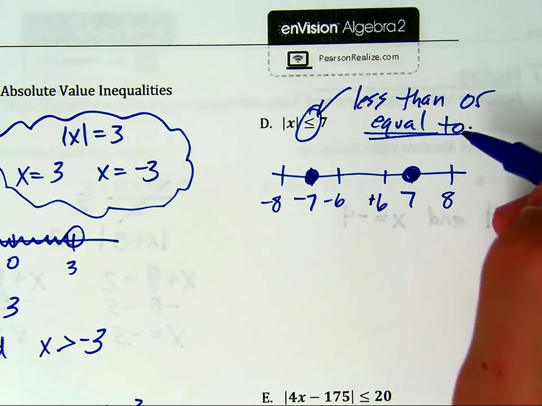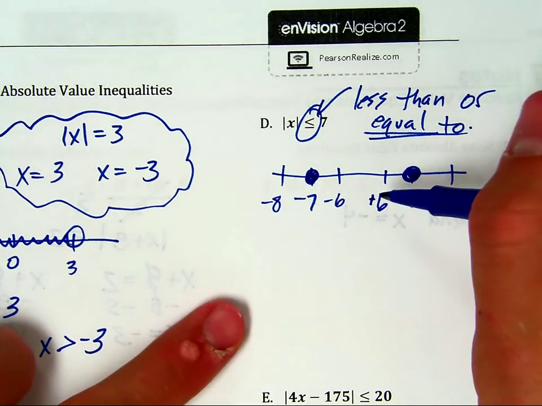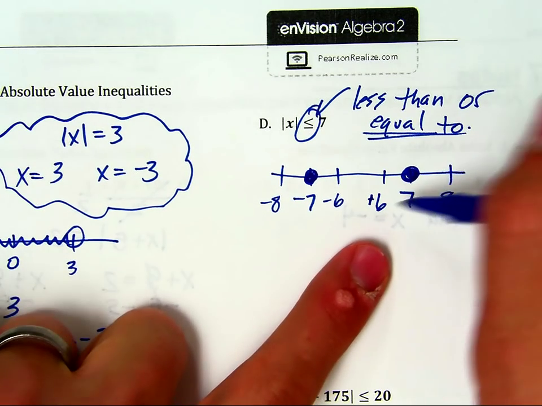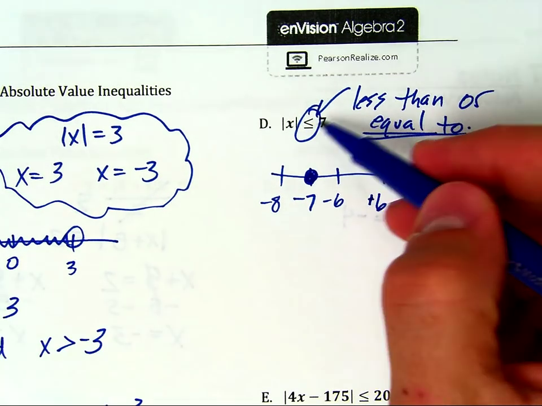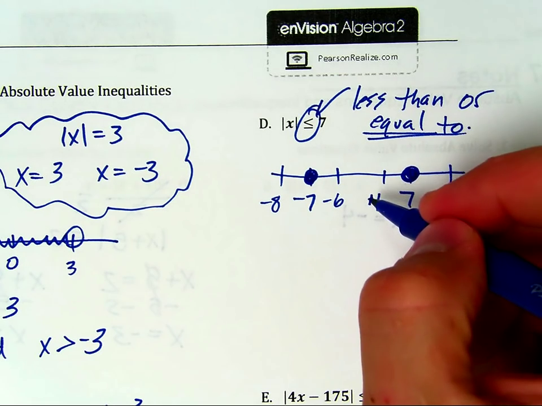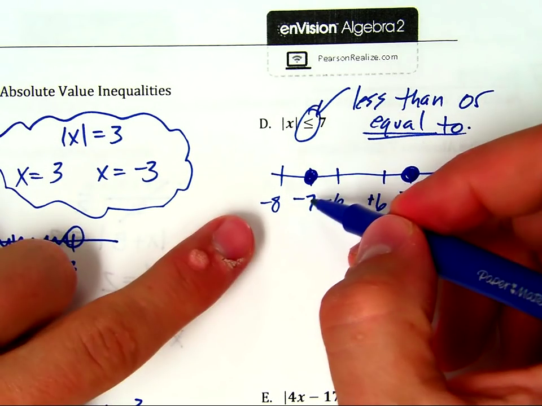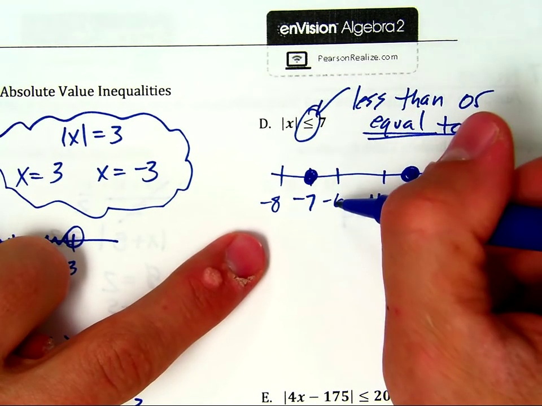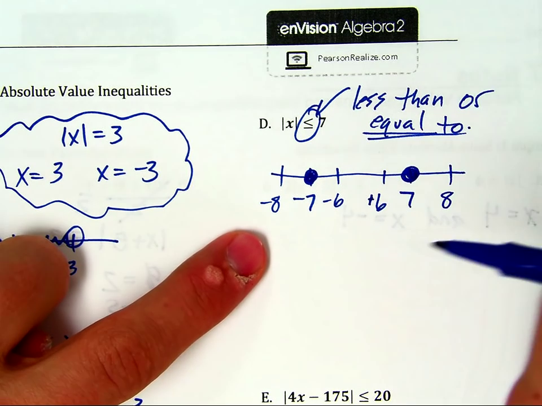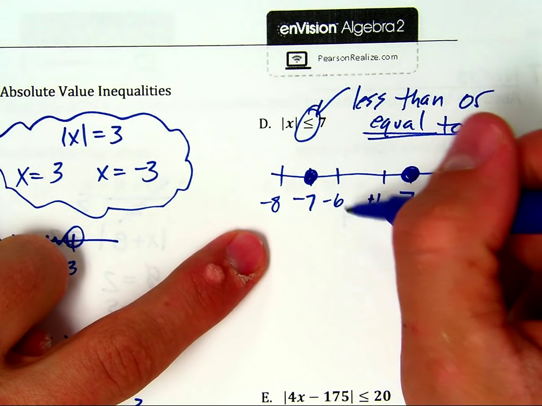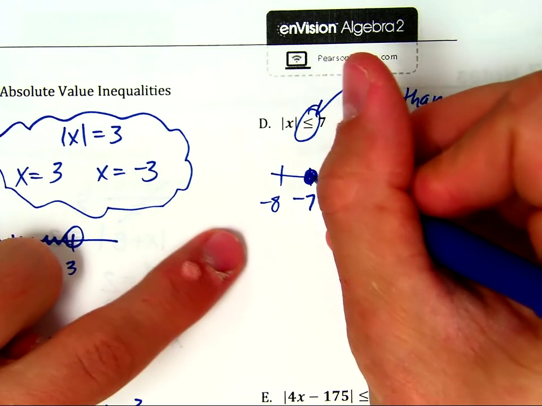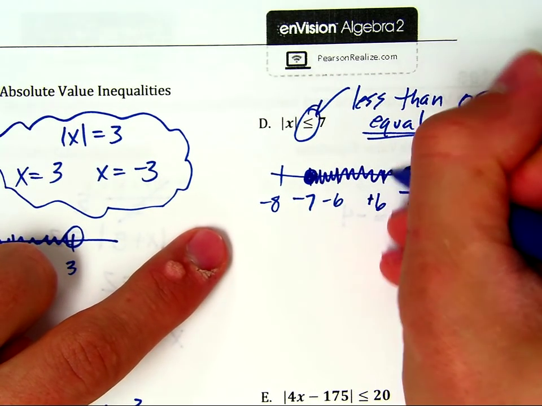All right. Numbers to the left and to the right. Once you take the absolute value of 6 and 8, which one is less than or equal to 7? Well, 6 is. When you think of the negative 7, when you take the absolute value of negative 8 and negative 6, which ones are less than 7? Well, the negative 6 is. So your answer is going to be everything in between here.